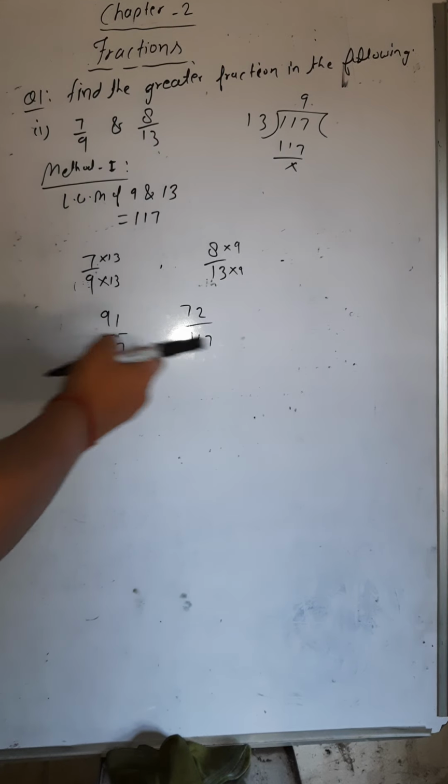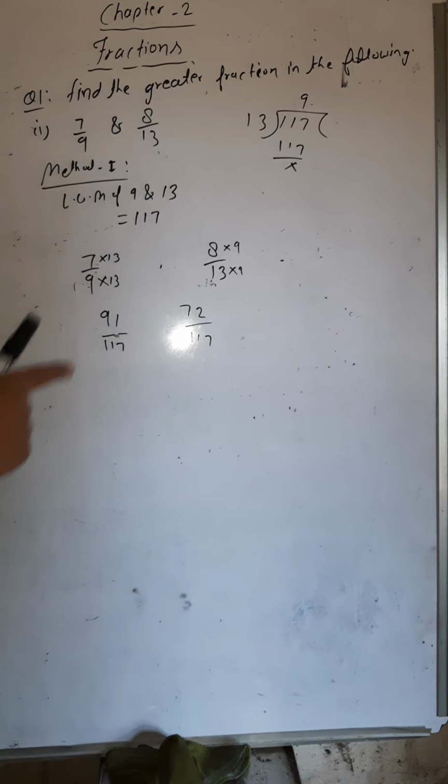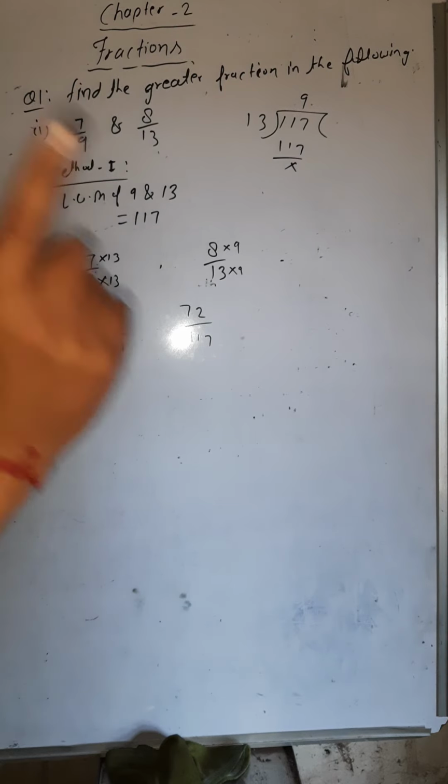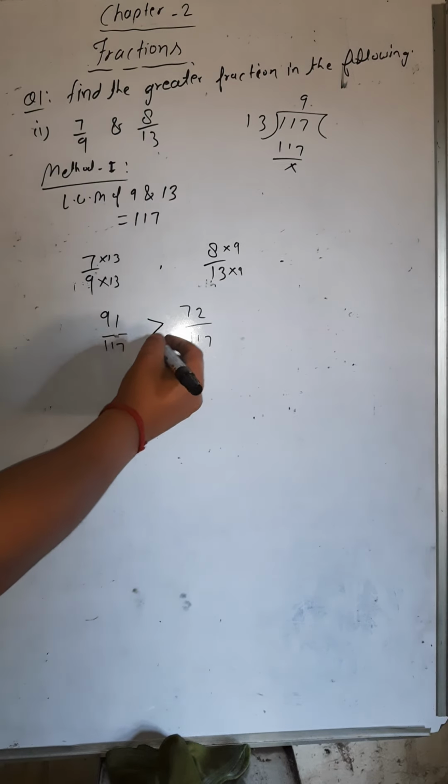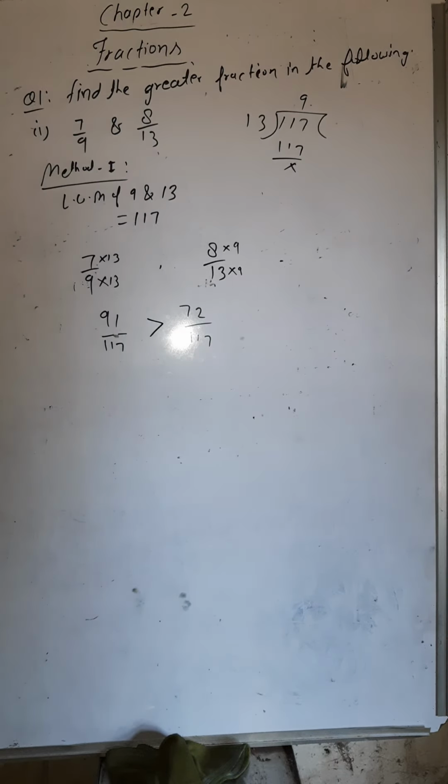Now both are having the same denominator. If the denominators are same, then listen properly. If the denominators are same, then the fraction having the greater numerator will be the greater fraction. So which one is having the greater numerator here? 91 is greater than 72. So it means this one fraction will be greater here.